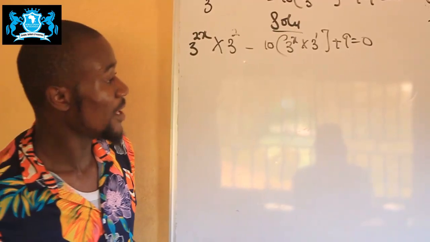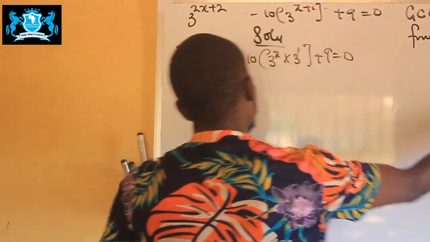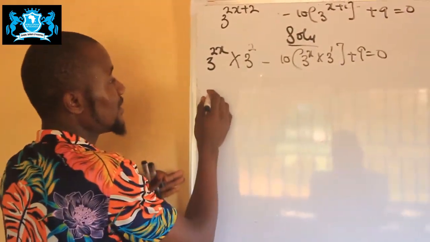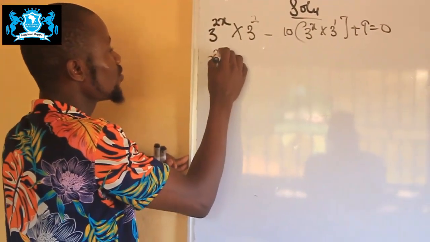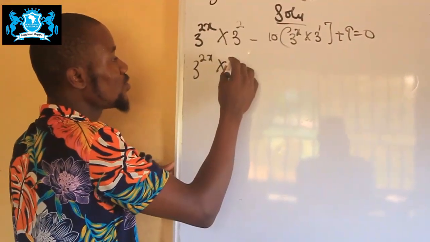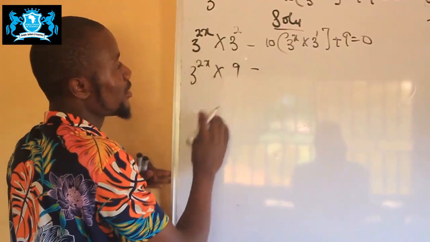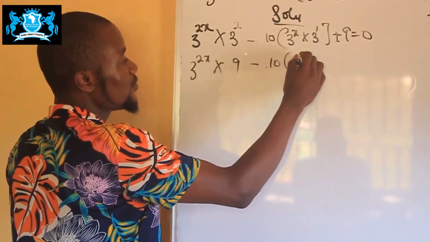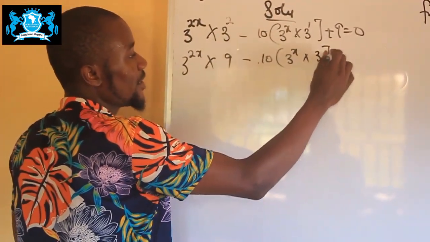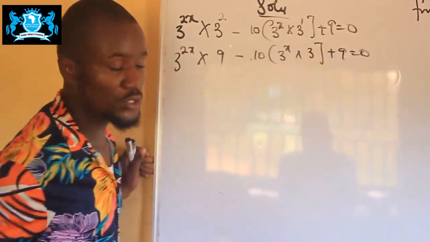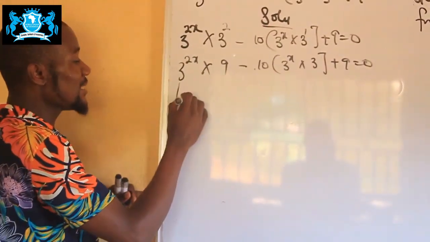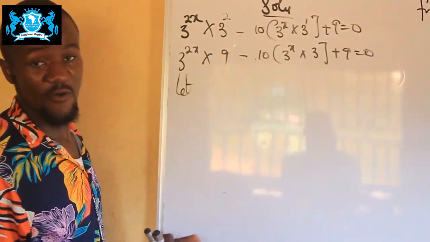0. Now, you start breaking it down further. 3 raised to the power 2x times 3 raised to the power 2, which is 9, minus 10 times 3 raised to the power x times 3 raised to the power 1, which is 3, plus 9 is equal to 0. This is the pattern of solving this type of question.